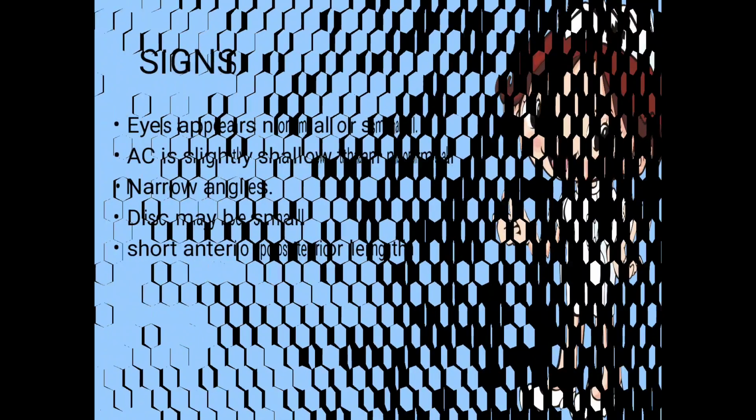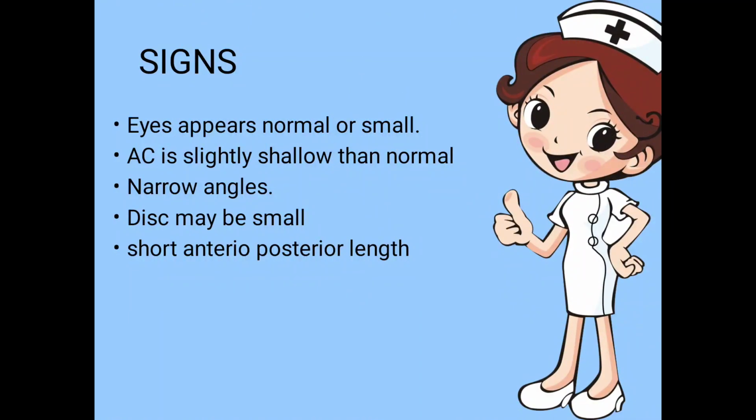Next one, signs. Eyes appear normal or small. Eyes may appear normal or may appear small as compared to the normal size. The AC is slightly shallower than normal. The anterior chamber becomes shallow. Narrow angles. The angles which we can see are narrow. Disc may be small. The optic disc may be small. Short anterior posterior length. Anterior posterior length is the axial length. Short axial length will be there.